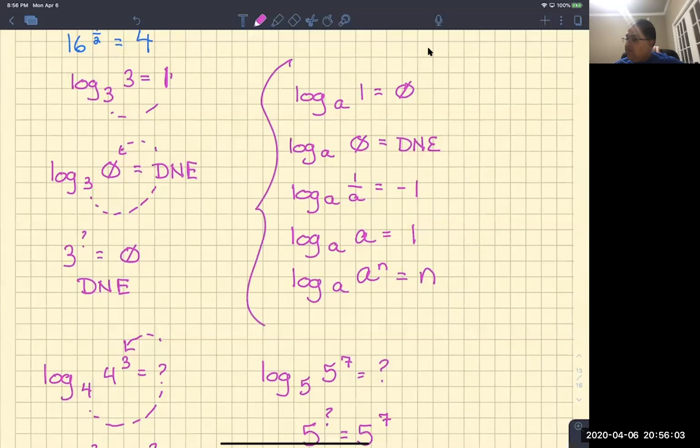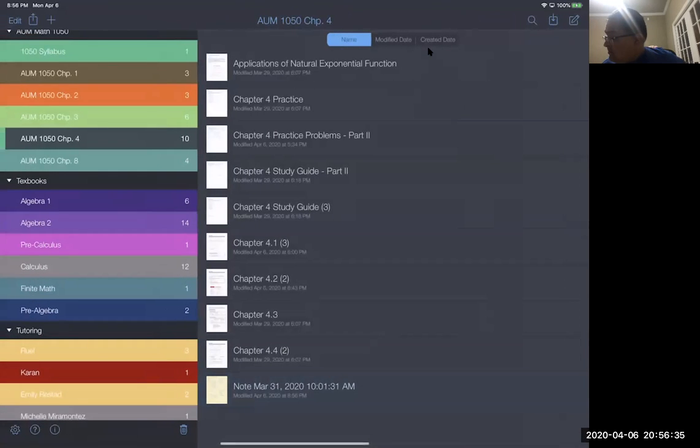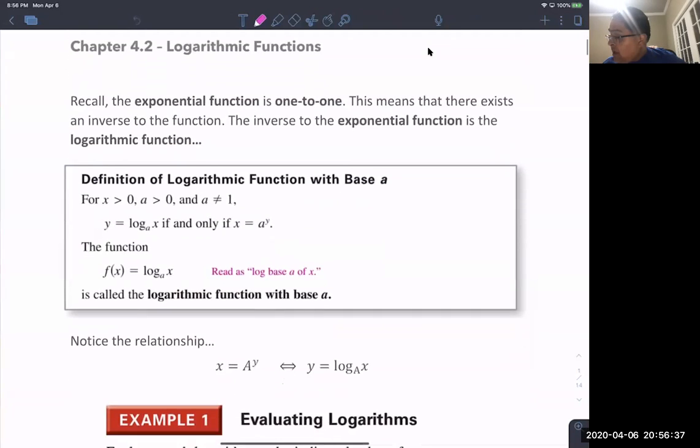So these are some fundamental characteristics of logarithms that you should remember. And they come from the very definition of what a log is. Log base a of 1 is 0. Log base a of 0 does not exist. Log base a of 1 over a is negative 1. Log base a of a is 1, because a to the 1 power is a. And log base a of a to the n is n. So let's go back to our discussion of logs.